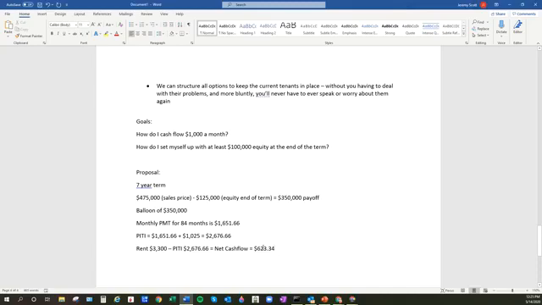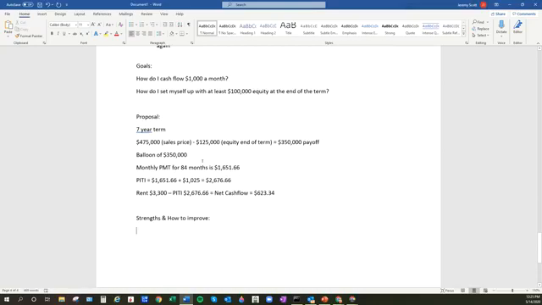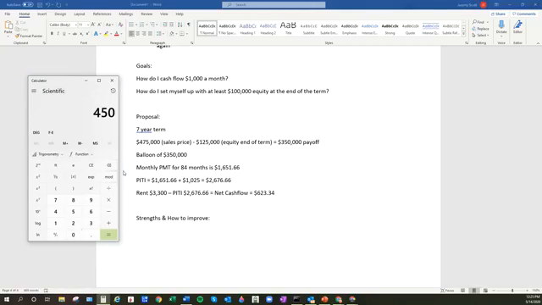Okay. Now again, how do I improve from here? What are the strengths and how to improve? Well, in 7 years, I will 100% own a property that, if we factor in $450,000 times 1.02 for 7 years of inflation, so times 1.02 times 1.02 times 1.02 times 1.02 times 1.02 times 1.02, comes to 516. So whatever. We'll go off that.